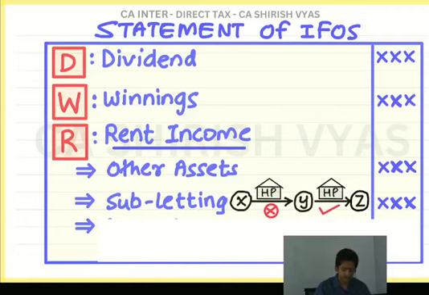Then there is one more rent. There are three rents. Second was subletting. Then the third rent is composite rent. What did I say? Composite rent. Composite means combined rent of building plus other assets. You know, actually building means four walls and a roof. That comes under income from house property. If the building alone is given on rent, then it is income from house property.